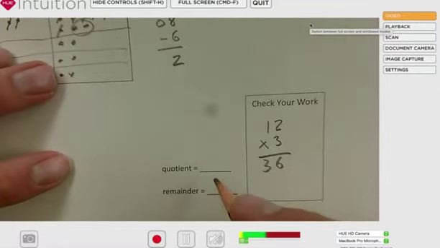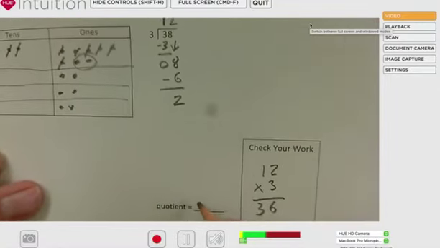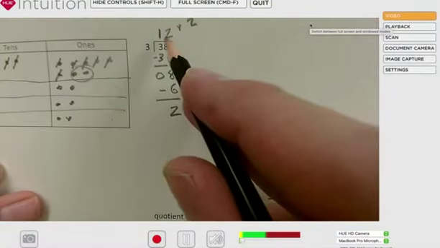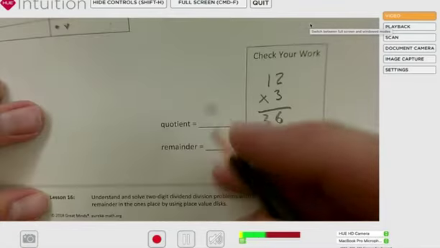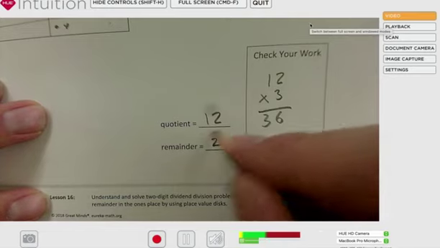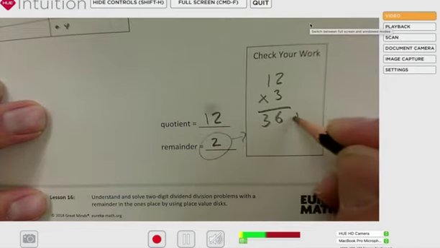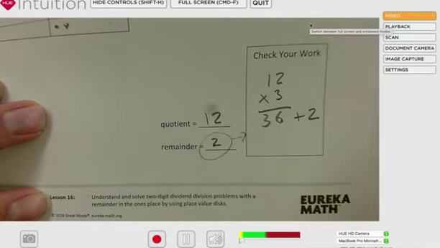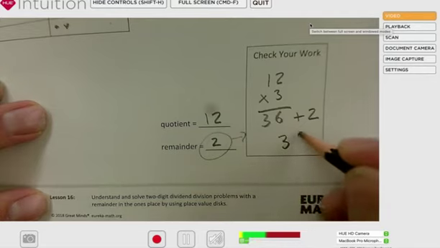Oh, and by the way, so if we hadn't filled this out, that's the quotient. That's the remainder. 12 and 2. We've got to add this back in. We've got to add this in there, okay? Because that will get us to what our original dividend was.